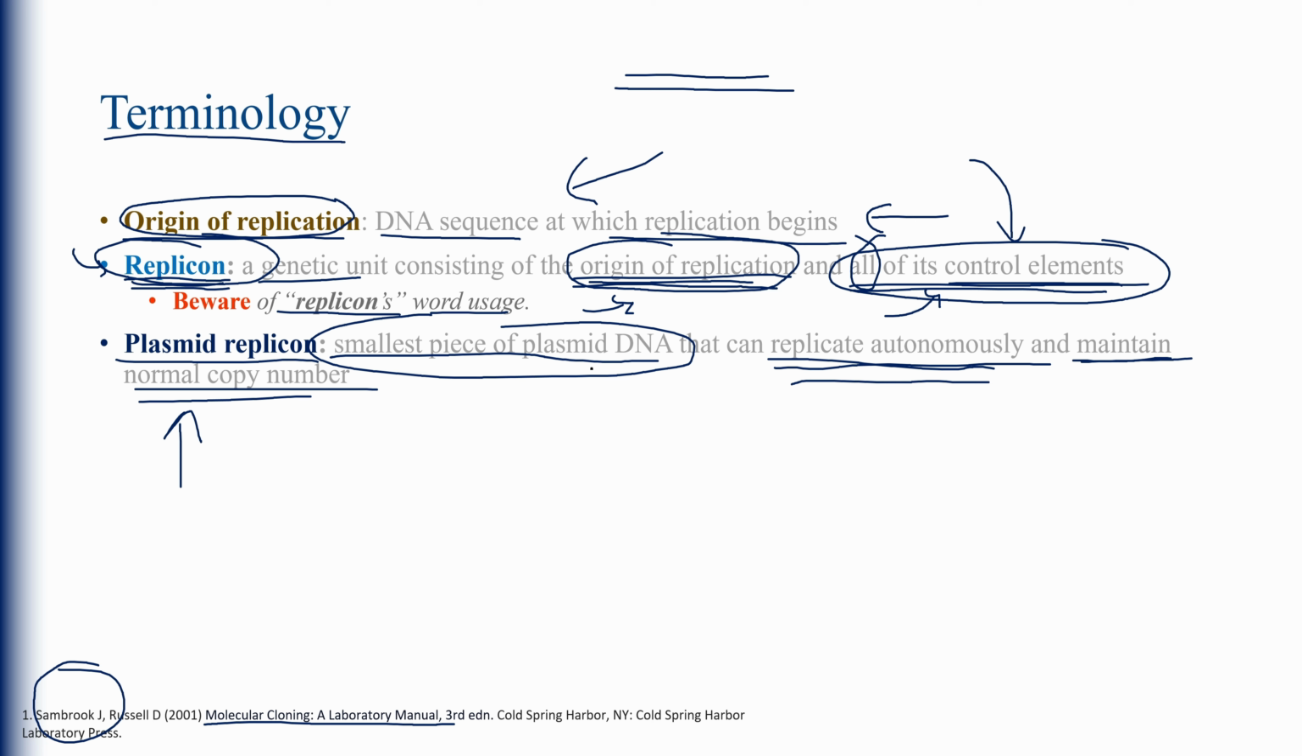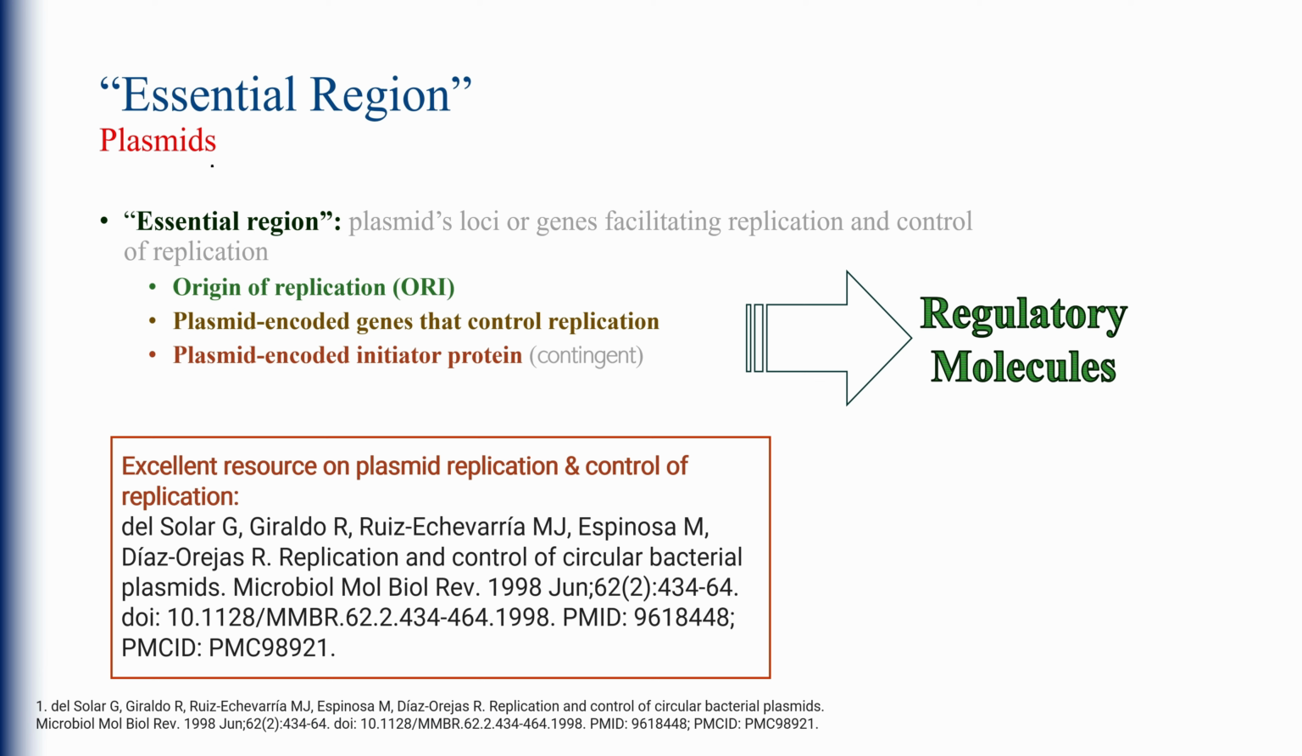However, if you keep those definitions in mind and wrap your head around them, then you should be fine. And so this is the basic idea of a replicon. I'll go into this in more detail later. Now, as I said earlier, the term replicon has some differing word usage, and this is why I want to add this term here, which is the essential region. It comes from this paper. This is actually a very excellent resource on understanding plasmid replication and the control of replication with regards to plasmids.